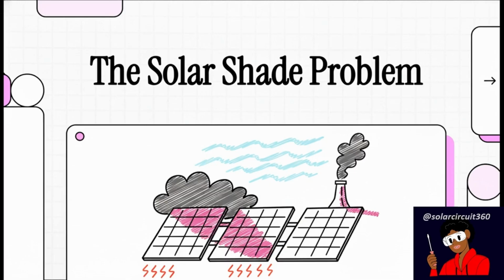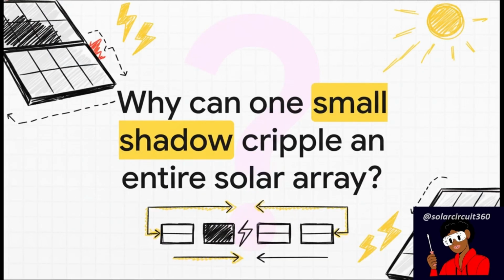And trust me, getting this one concept is absolutely critical, not just for your power output, but for the safety of your entire solar setup. I know, it sounds kind of crazy, right? How can one little patch of shade cause such a massive problem for the whole system? Well, the answer is all wrapped up in a fundamental rule of electricity that pretty much all solar installations have to follow. So let's dive in and figure this out.